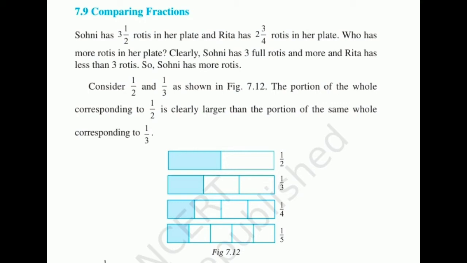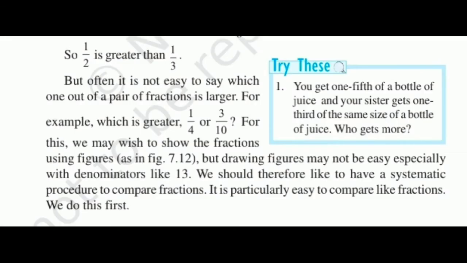Consider 1 by 2 and 1 by 3 as shown in figure 7.12. The portion of the whole corresponding to 1 by 2 is clearly larger than the portion of the same whole corresponding to 1 by 3. So 1 by 2 is greater than 1 by 3.